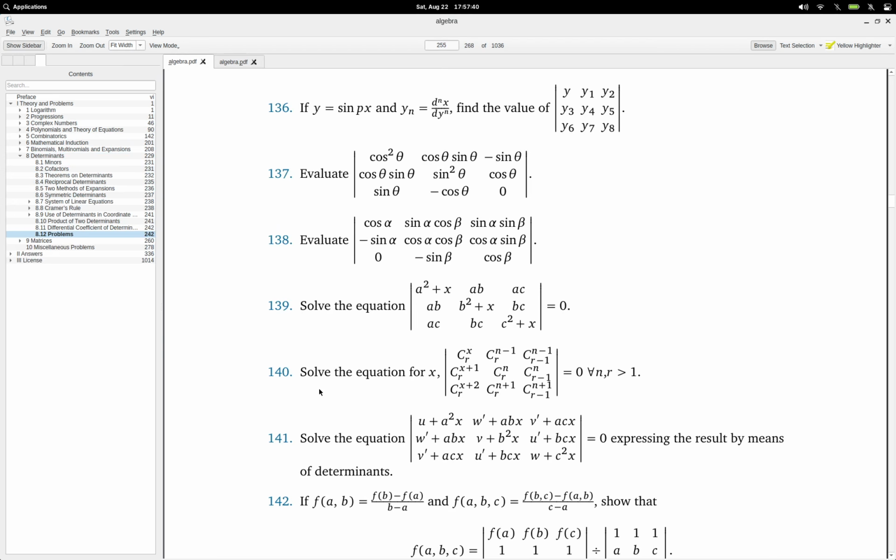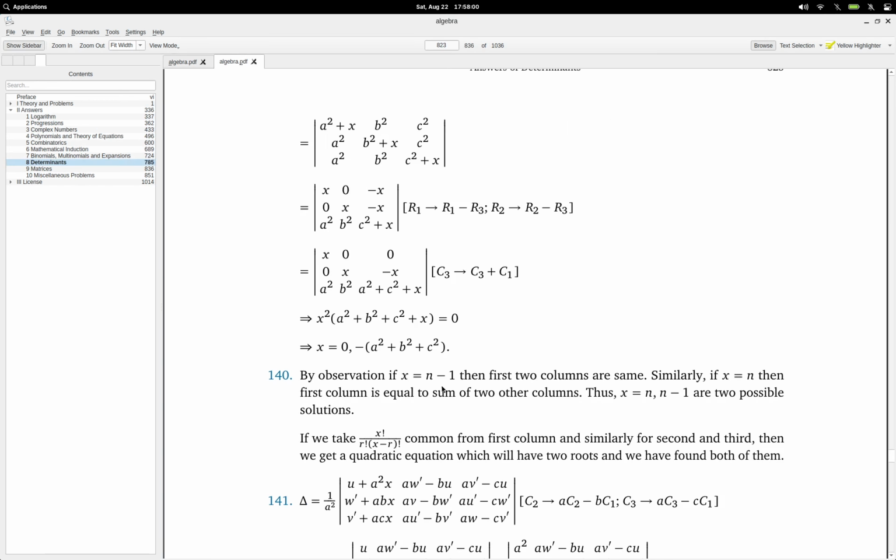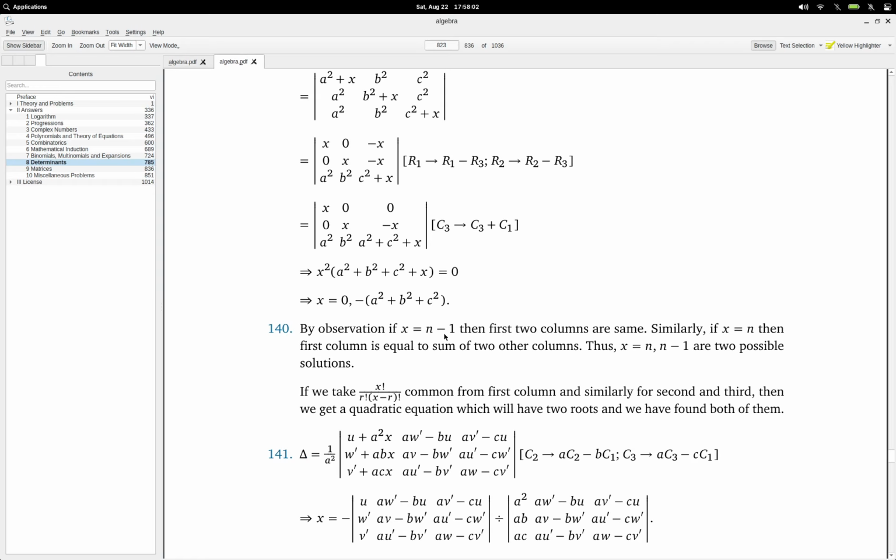Question 140 says that solve the equation for x: xCr, n minus 1 Cr, n minus 1 Cr minus 1, x plus 1 Cr, nCr, nCr minus 1, x plus 2 Cr, n plus 1 Cr, n plus 1 Cr minus 1 is equal to 0, for all n and r greater than 1. So by observation, if x is equal to n minus 1, then first two columns are same. Similarly, if x is equal to n, then first column is equal to sum of other two columns. So x is equal to n and n minus 1 are two possible solutions.